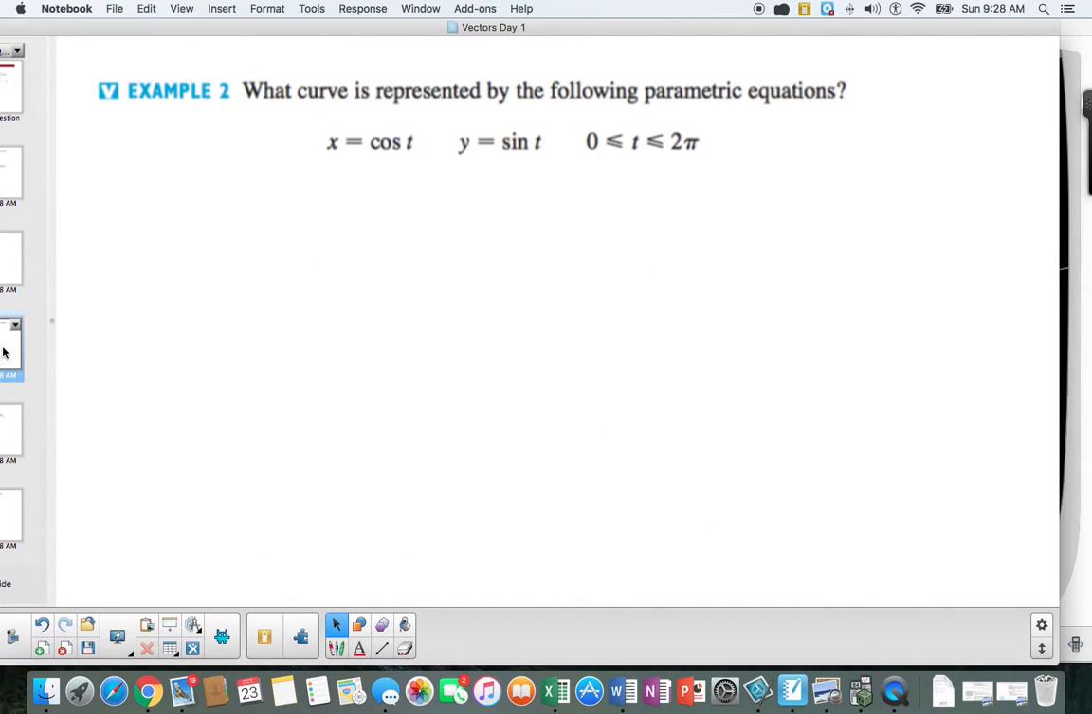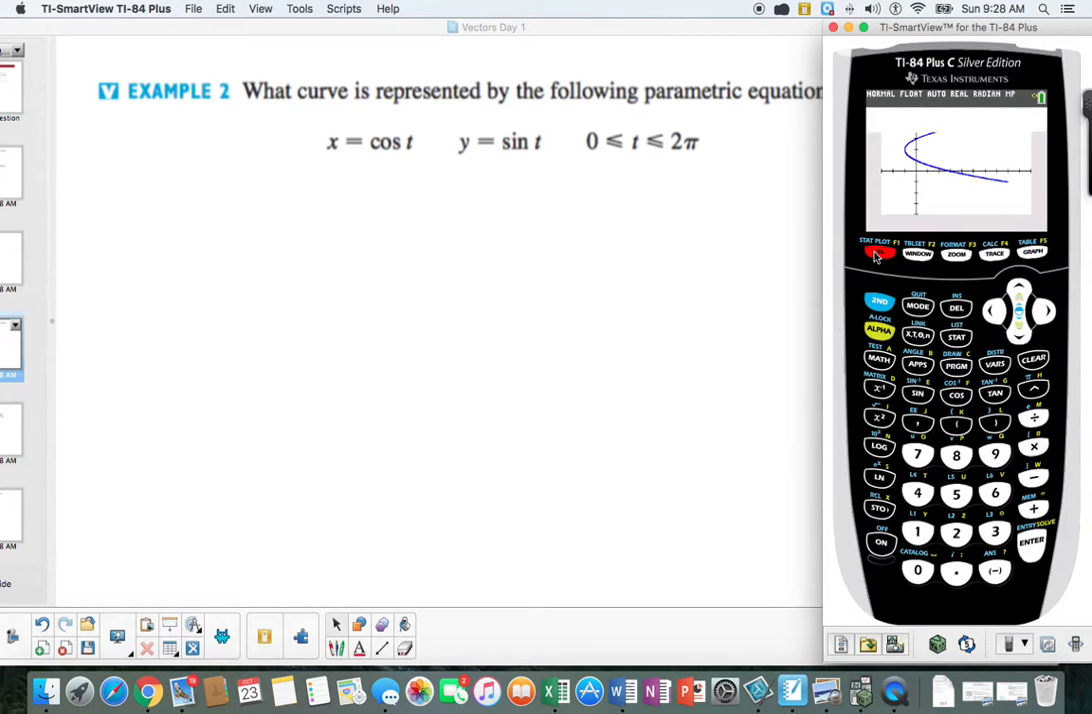Okay, what curve is being represented by the following parametric equations? Let's go ahead and put it into y equals. So I'm going to clear here, go down, clear here, go up. This is going to be cosine of t, and I choose the variable key; in parametric it's always going to be t. And then sine of t, again choosing the variable key. I'm going to go to my window, and I want t to go from 0 to 2 pi. You can actually just write 2 and second pi.